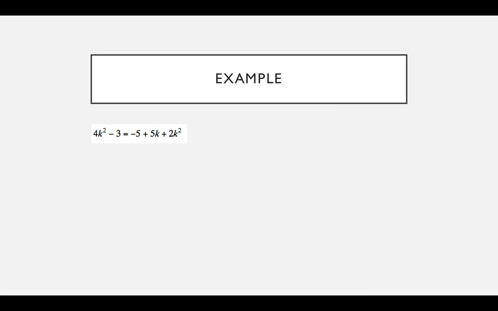Another example here, let's get it in standard form. We can subtract the 2k squared and subtract the 5k, add the 5, and we're doing all those things over here. So minus 2k squared minus 5k plus 5. So here, 4k squared minus 2k squared is going to be a 2k squared. Negative 5k didn't have a like term, so we're just going to squeeze it in there. Negative 3 plus 5 will be a plus 2.